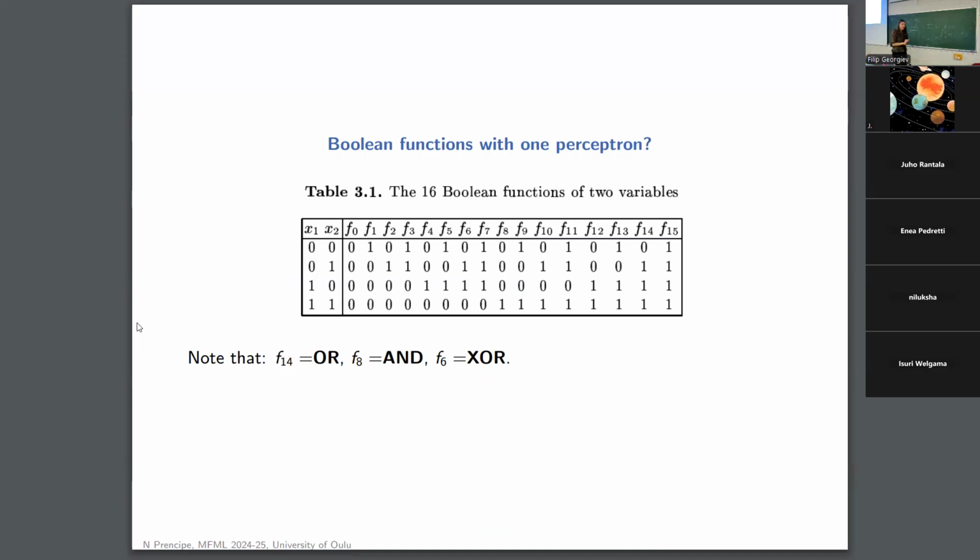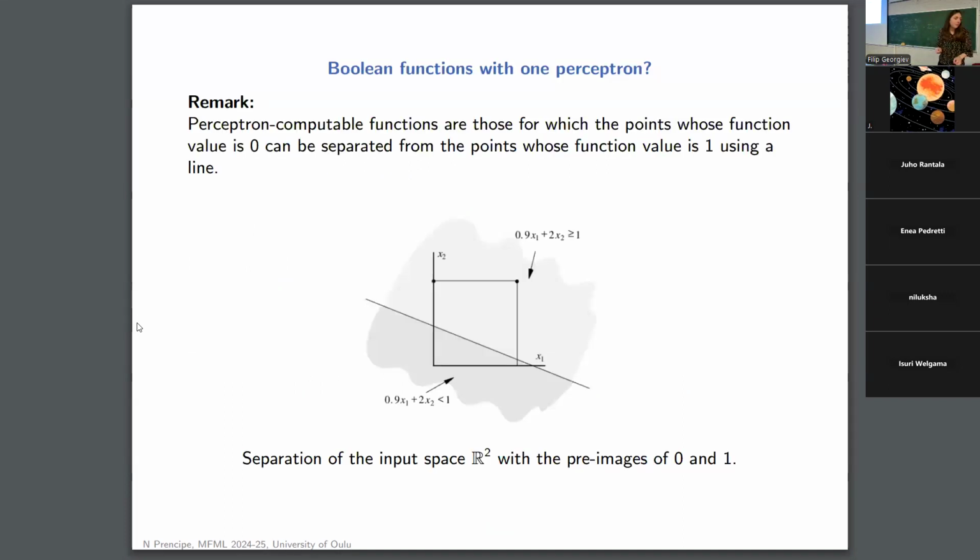I'm not going to do it with all of them, but I want to show you some examples. Let's just consider these three. So this is just the definition of what a perceptron computable function is, a function that can be computed with a perceptron. It's a straightforward conclusion of the definition of what a perceptron is.